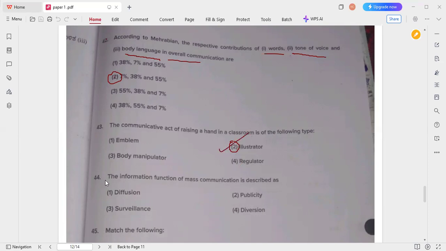So next question, that is 44. The information function of mass communication is described as surveillance. Surveillance. Option 3 is the correct answer. This is nothing but just like a spy. Okay, the same principle, that is surveillance. So now move on to the next question.